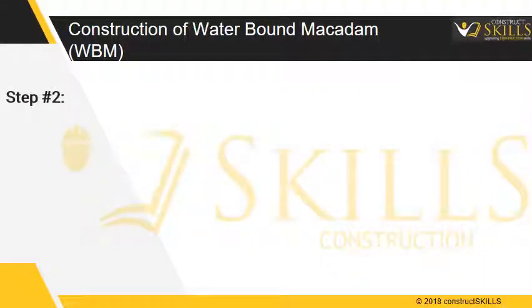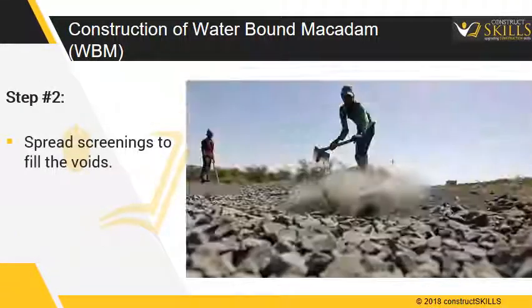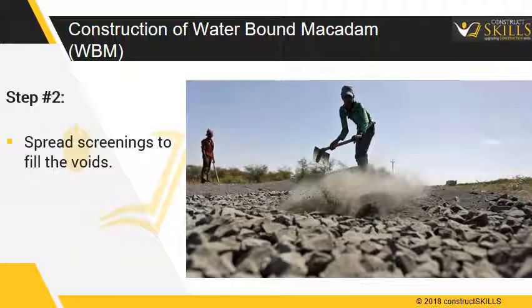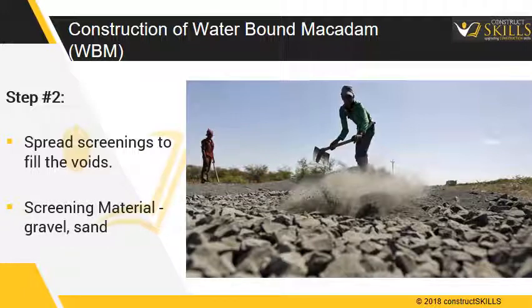In step 2, voids can be filled with screening material, of the same material as the coarse aggregates. However, the use of sand, gravel or yellow earth can be permitted. The size of the material is 13.2 mm, and it shall be 12% to 20% of the volume of WBM. Ensure grading requirements are followed.